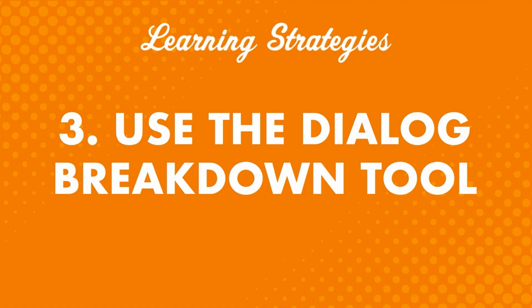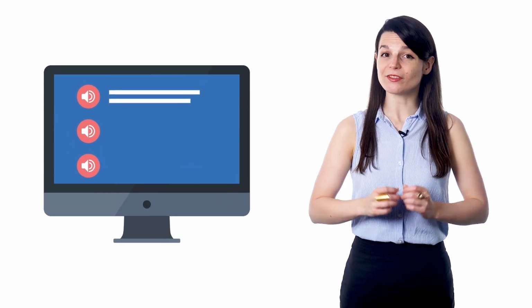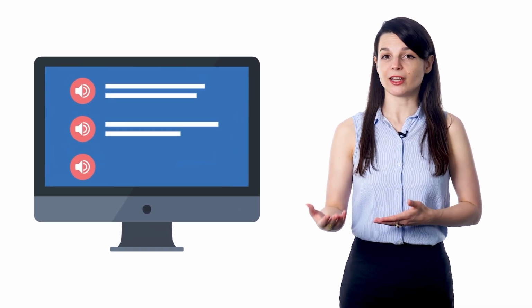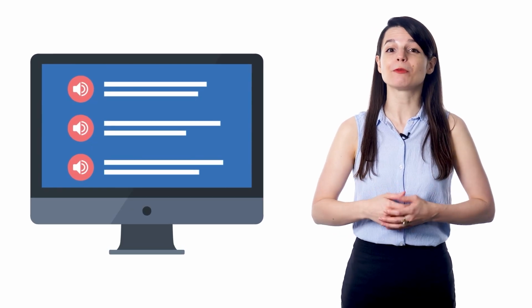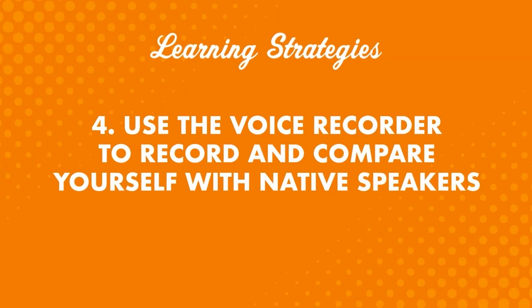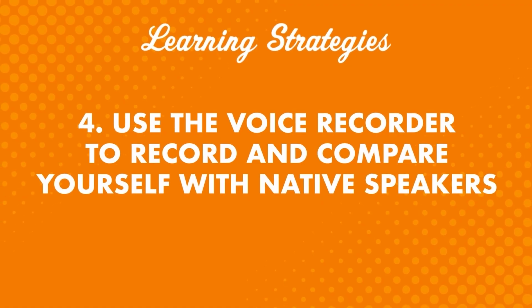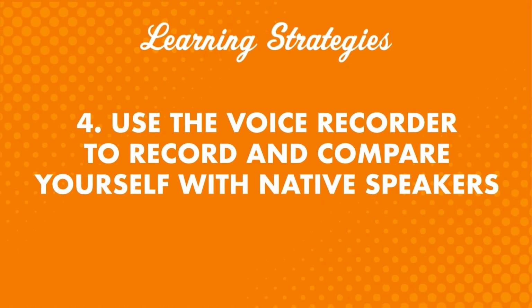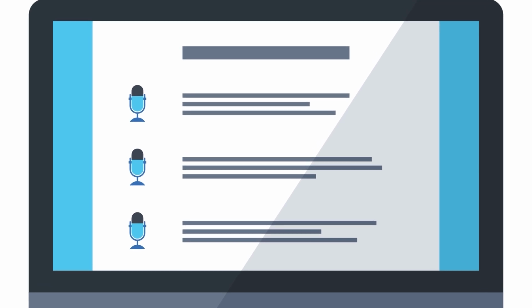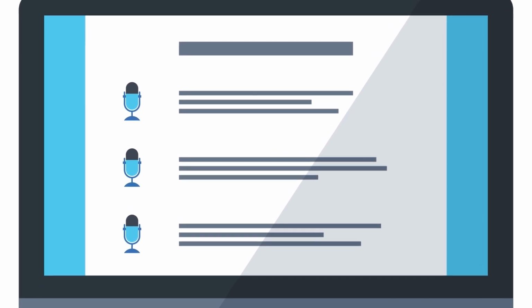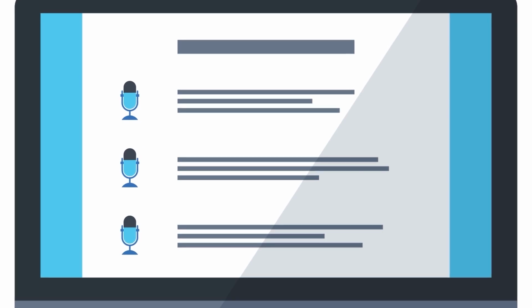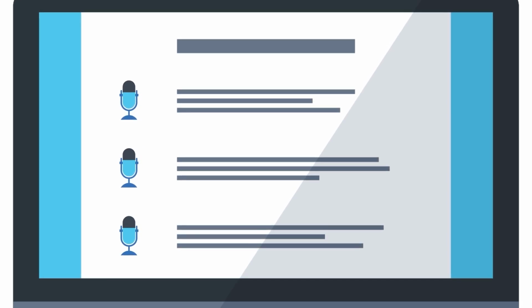3. Use the dialogue breakdown tool. If you're using our site, this is a great tool to take advantage of. It breaks down lesson conversations into individual lines. You can listen to the audio for each line, learn what each line means, and can reread and review as much as you want. 4. Use the voice recorder to record and compare yourself with native speakers. Just click on the microphone icon next to each line in the dialogue section. You can use this tool to perfect your pronunciation if you like, but this is also something you can use to work on speaking with confidence at native level speed. You'll find this tool in the dialogue section of all of our lessons.